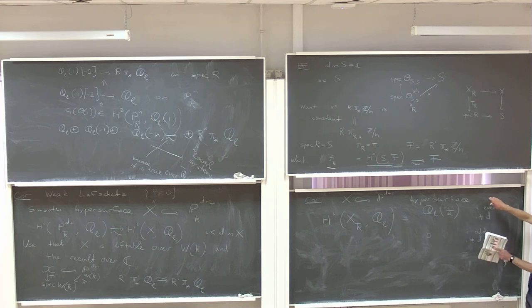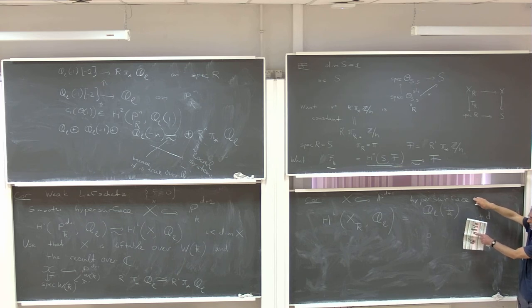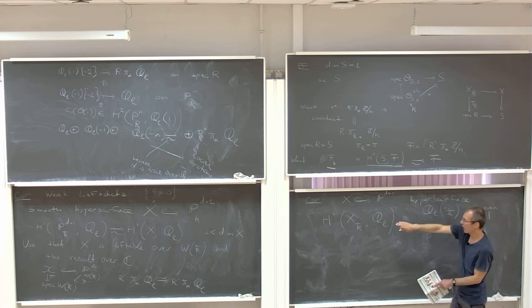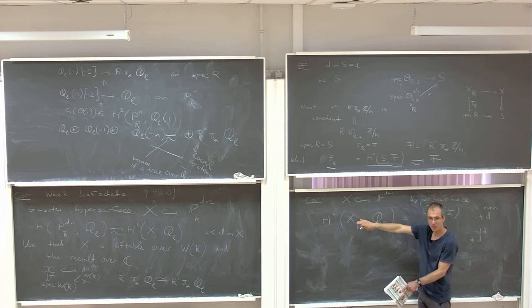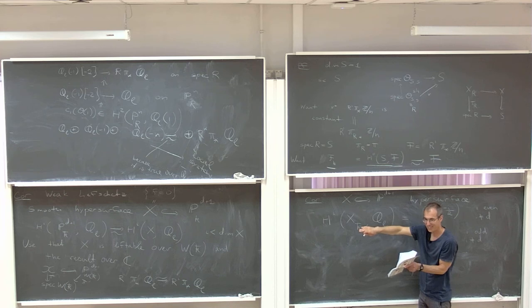But before I do a proof, let's see what it means. It means that homology of any hypersurface is very simple. It is interesting only in one degree. In all other degrees, it is at most one-dimensional.